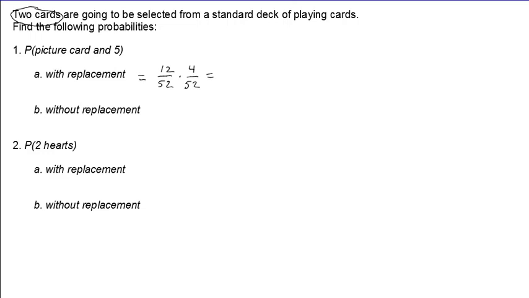So I'm going to reduce 12 out of 52. 4 goes into 12 3 times, and 4 goes into 52 13 times. And then 4 out of 52, 4 goes into 4 1 time, and 4 goes into 52 13 times. And so I end up with, when I multiply straight across, 3 out of 169.